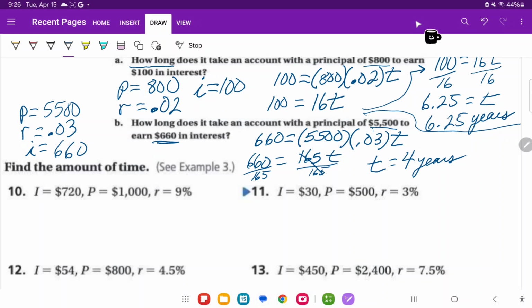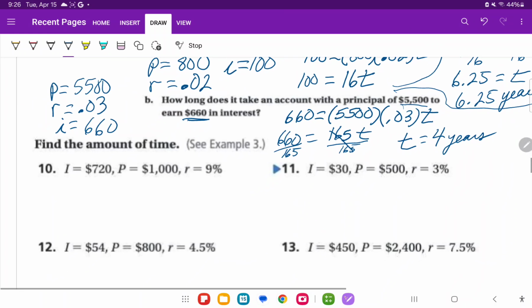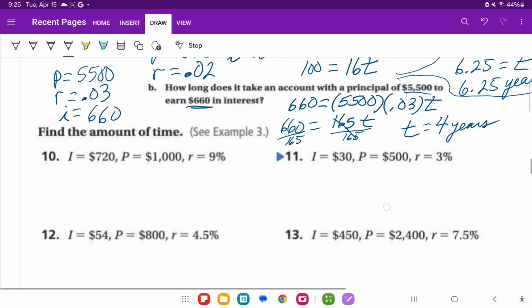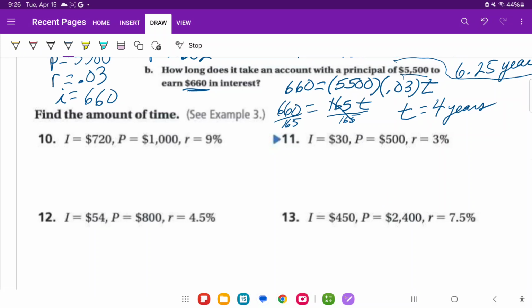Okay. Okay, we're going to do a couple of other examples here. And then we're just going to move forward to the next thing. Okay, so right here, they give us the I, the P, and the R. So we're going to plug it into the formula.